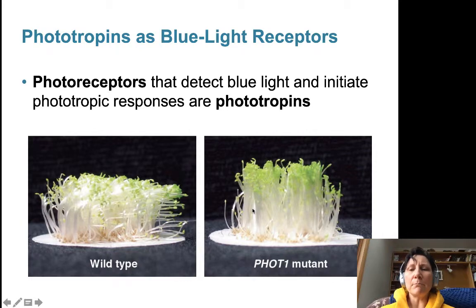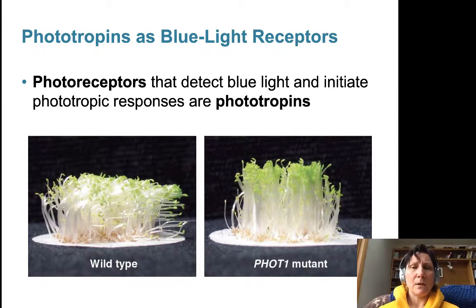But in these FOT1 mutant Arabidopsis lines, they're not responding to that at all. They're just going straight up and down. So photoreceptors is what allows them to detect light and respond.